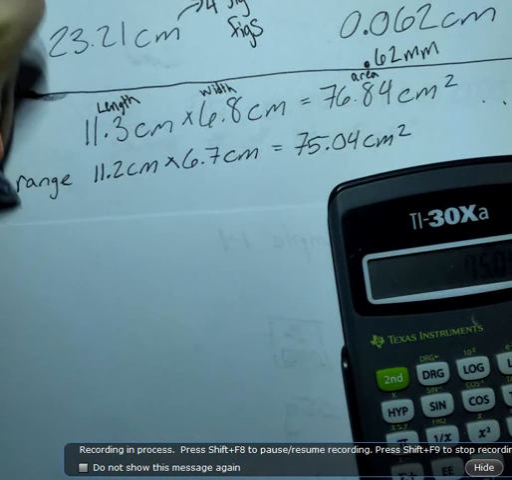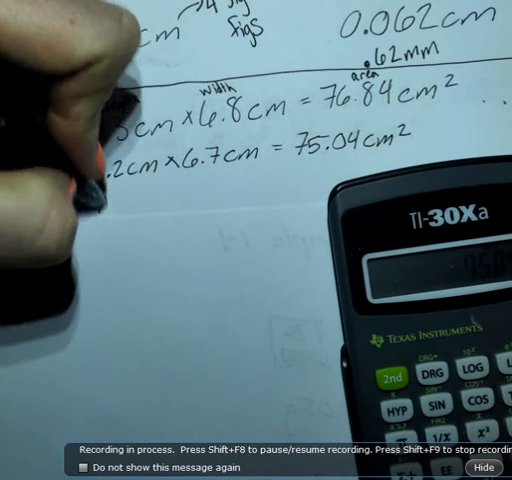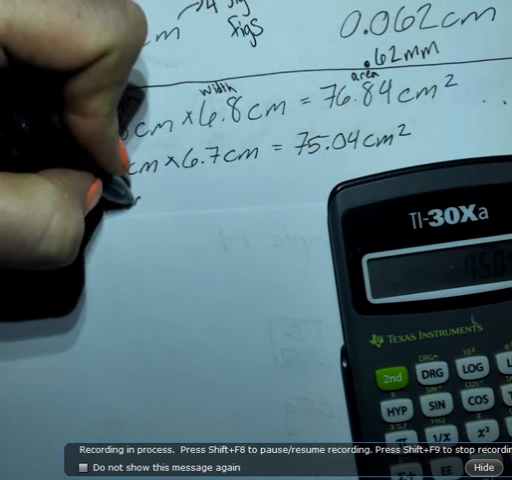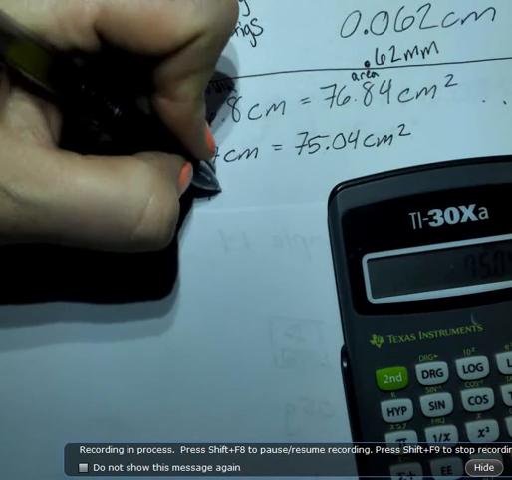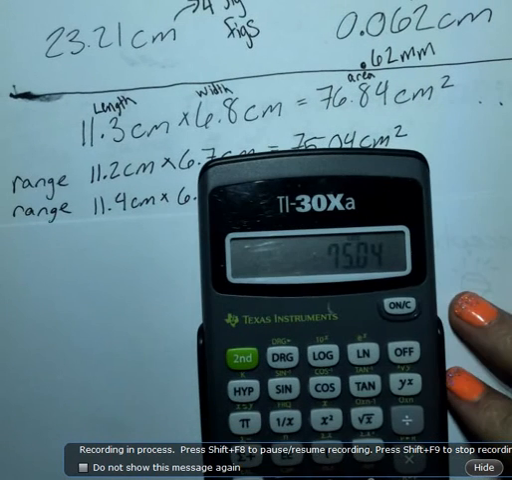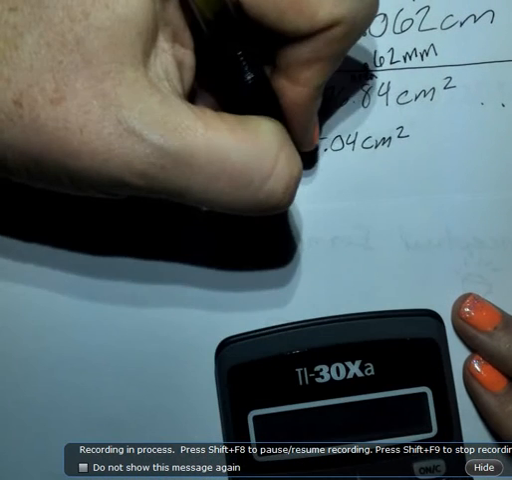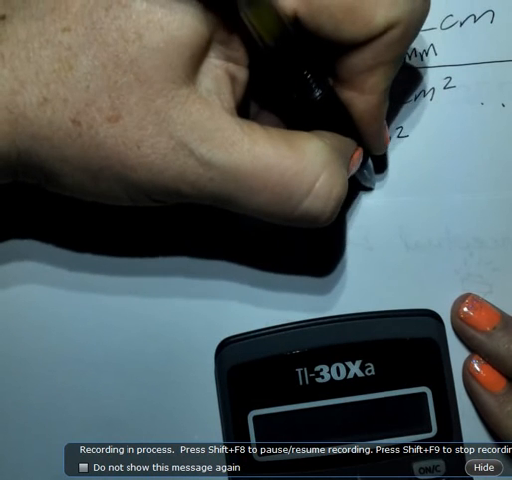Conversely, on the upper end of the range, we could have a value of 11.4 centimeters times 6.9 centimeters, and that would give us an area of 78.66 centimeters squared.